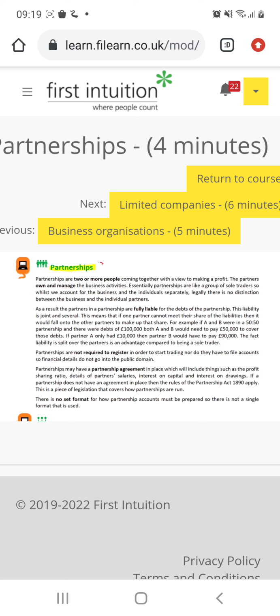Now, a common misconception is that a partnership is two individuals. It's actually two or more people coming together with a view to make a profit. Commonly, doctors will be a partnership, dentists, solicitors, and accountants as well.